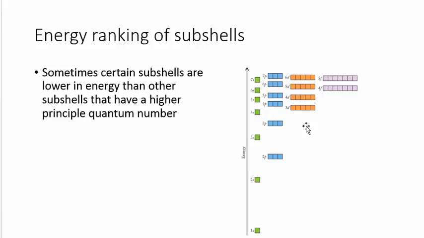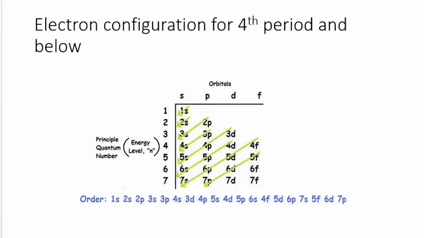Now within a given principal quantum number, the s subshell will always be lower in energy than the p subshell, which will always be lower in energy than the d subshell, which will always be lower in energy than the f subshell. However, there will be some mixing of energy levels. As we see here, the 4s is lower in energy than the 3d. So how are we going to keep track of that? Well, one way is we can devise this diagram, and this diagram is very easy to replicate.